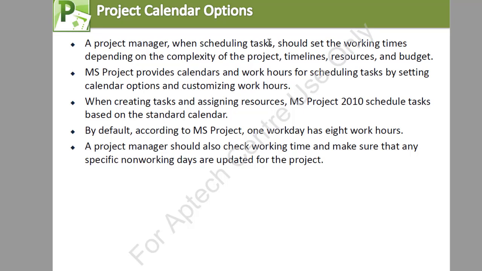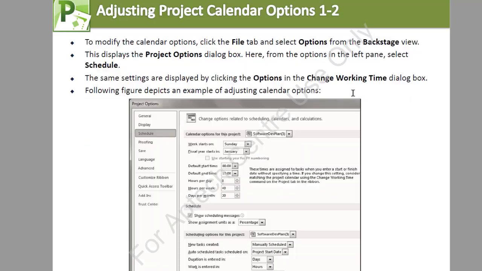You noticed in the default option, it was starting from 8 to 12, that is 4 hours. Then 1 hour lunch break from 12 to 1. Then from 1 to 5. Those are 8 hours. Now, a project manager should also check working time and make sure that any specific non-working days are updated for the project.